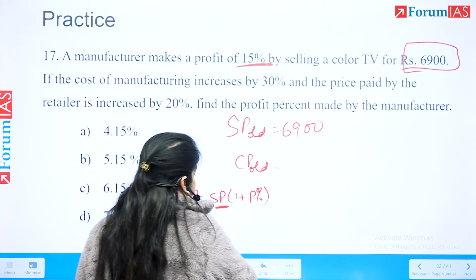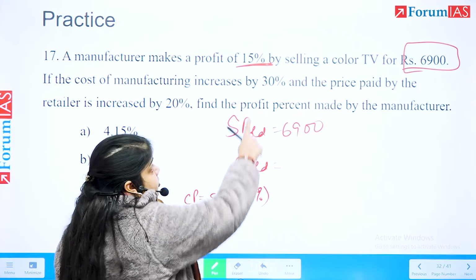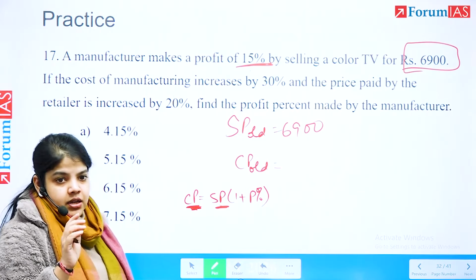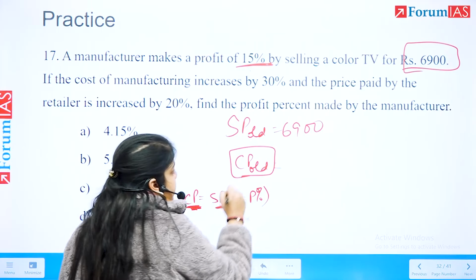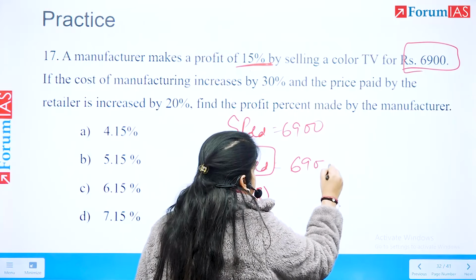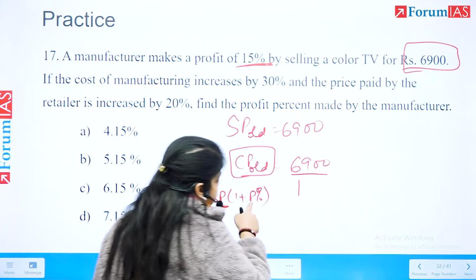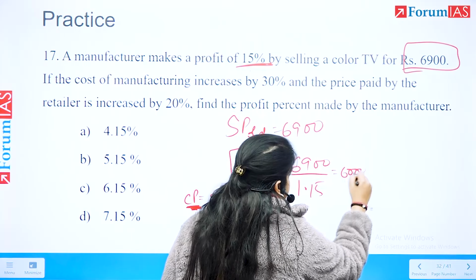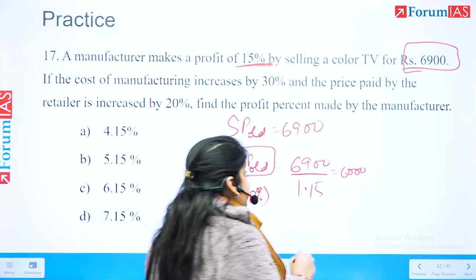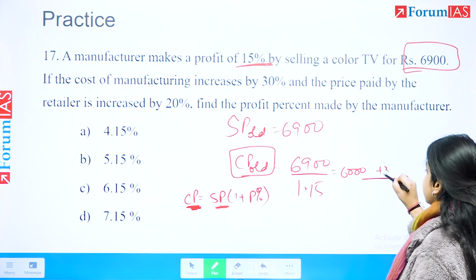So what is my old cost price? Because I know the profit percent. 15% पे originally वो profit he was earning 15%. So what is my selling price old? 6,900 divided by 1 plus 0.15, which is equal to 1.15, which is equal to 6,000. Okay? Due to manufacturing, this is increasing by 30%. If it's increasing by 30%, it's increasing by what? 600 into 3, 1,800 rupees. It is increasing by 1,800.